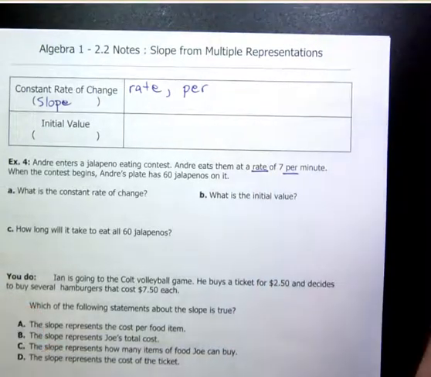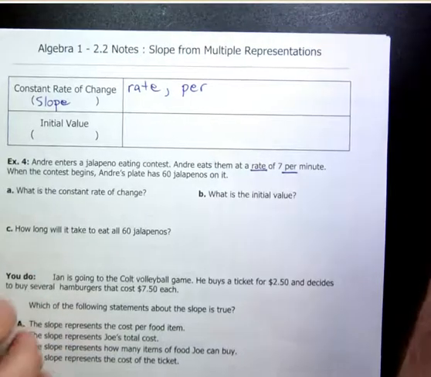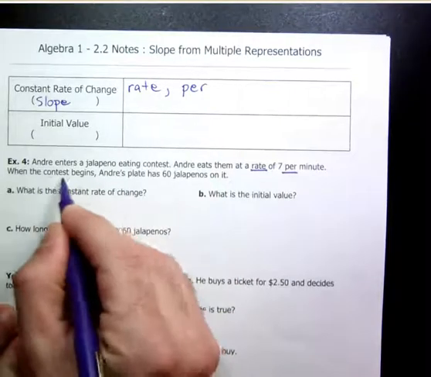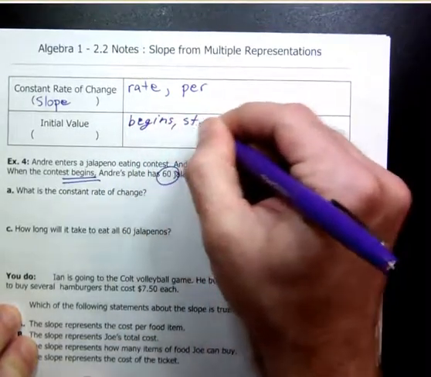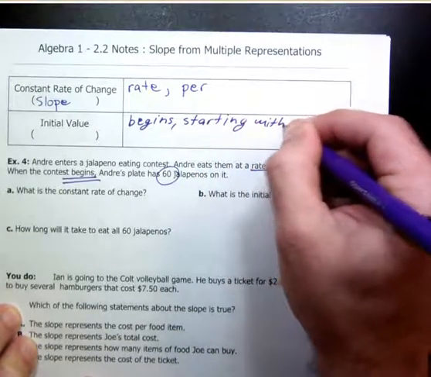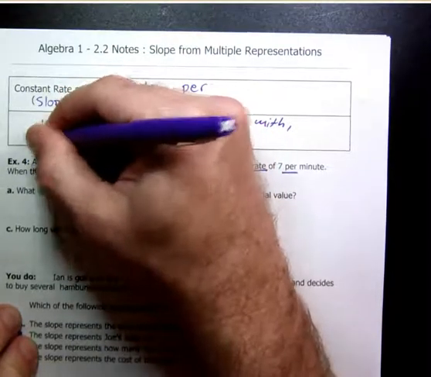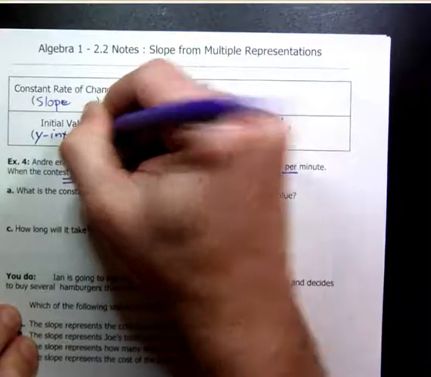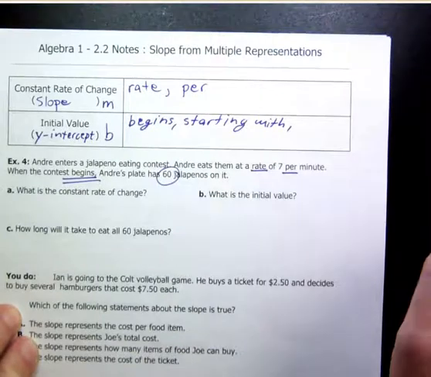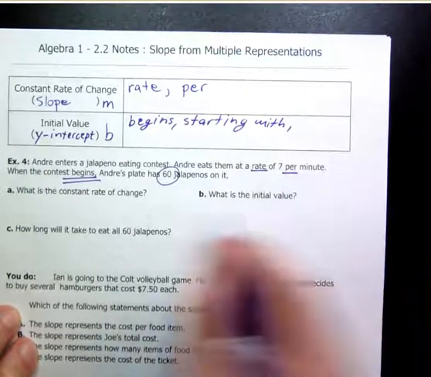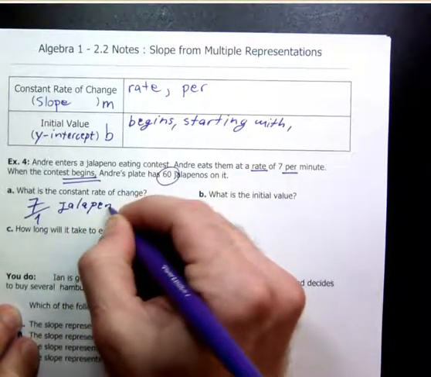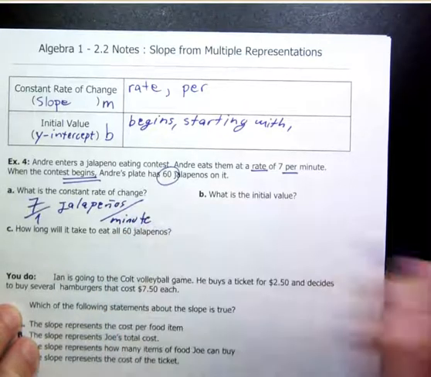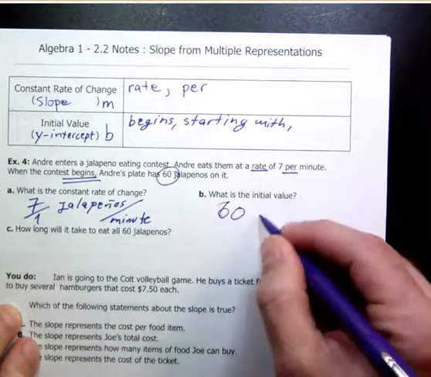So he eats 7 jalapenos a minute. When the contest begins, his plate has 60 jalapenos on it. So when the contest begins, starting with, started with, this is your initial value, your y-intercept. Remember the letter here is m, this letter is b on our y equals mx plus b equation. He eats them at a rate of 7 per minute, so the slope is 7. If you want to put over 1. So he eats 7 jalapenos every minute. That's pretty fast. The initial value, he started with 60 jalapenos on his plate.